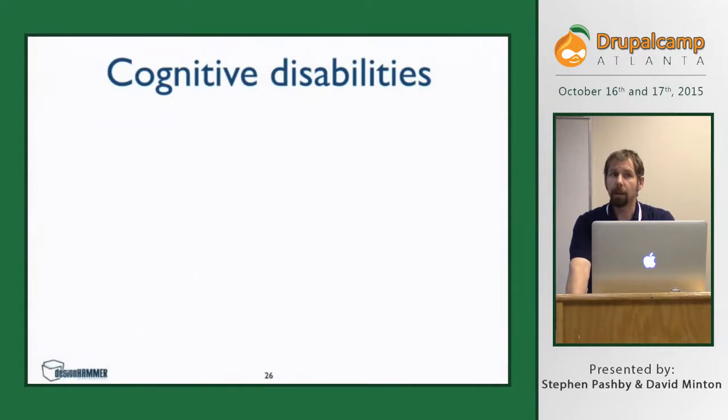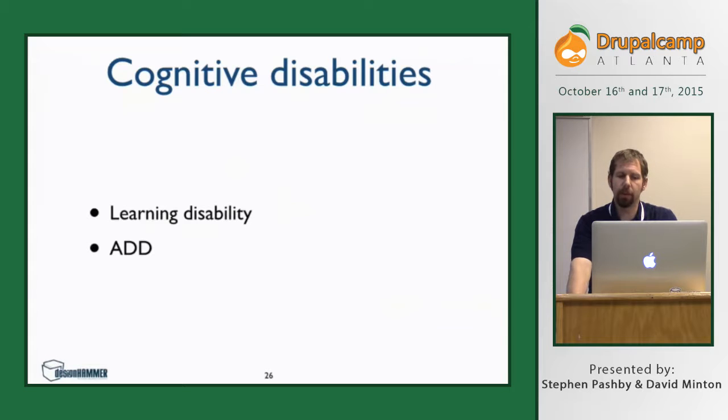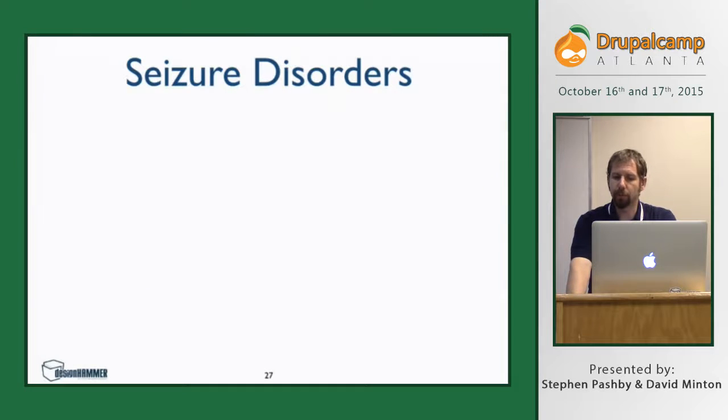You also have to think about those with cognitive disabilities, such as learning disability or ADD. If you have a website that is very confusingly laid out, someone with cognitive disabilities may not be able to navigate it successfully. Or if you've got something that is just a wall of text, or is kind of all over the place, it can be very difficult. And then you also need to think about those with seizure disorders. You want to make sure that your website does not induce seizures with visual effects.